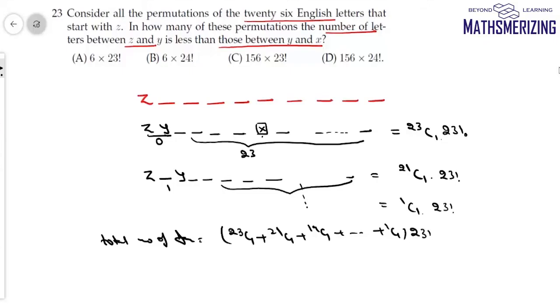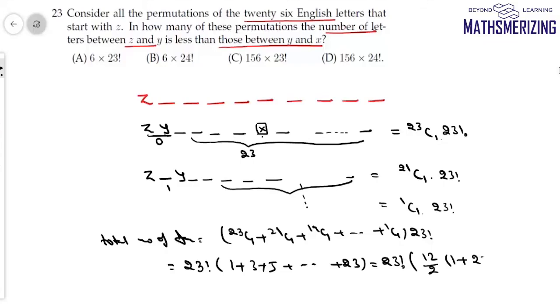Now I can write it as factorial 23 into, now this is 1 plus 3 plus 5 up to 23. It is nothing but an arithmetic progression. So I can write it as n by 2. Now n in this case is 12, so 12 by 2 and then a plus l, so this is 1 plus 23. So I'll get this as factorial 23, and this is 24 into 6.